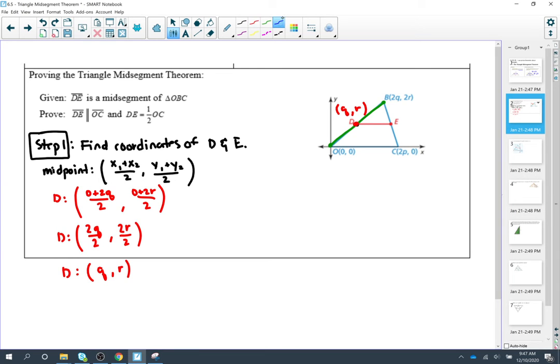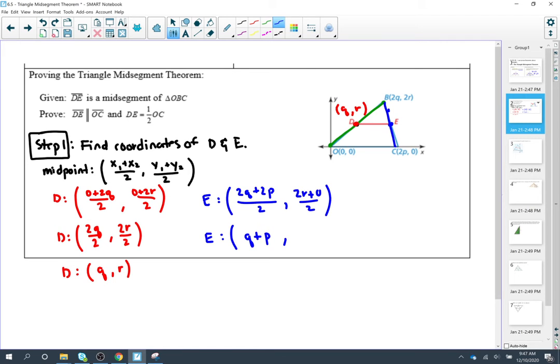Now we have to do the same thing for E. And E is the midpoint of BC. So now if we do E, I'm going to take the x's. So I've got a 2q and a 2p. So 2q plus 2p over 2. Now I'm going to take the y's. I have a 2r and a 0. So 2r plus 0 over 2. Then we're going to simplify a little bit. So 2q plus 2p, I really can't do much there because they're different, but I can divide everybody by 2, which is going to get me q plus p.